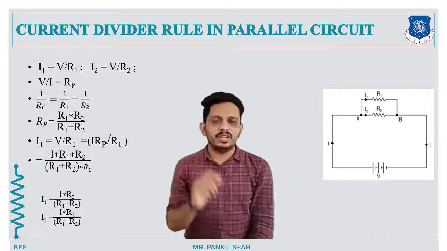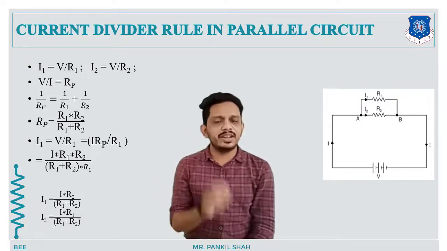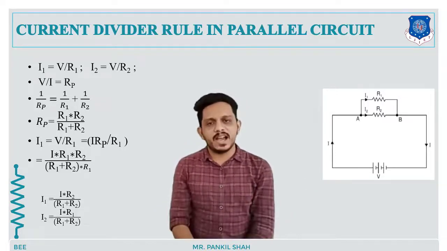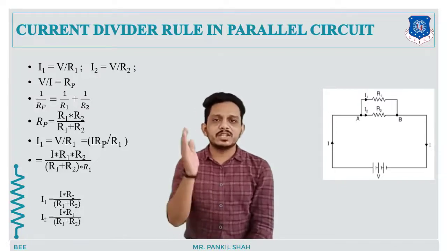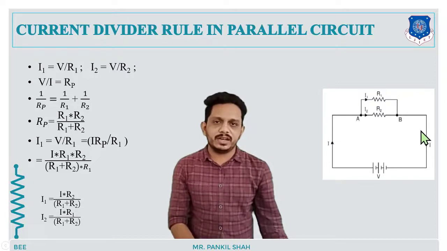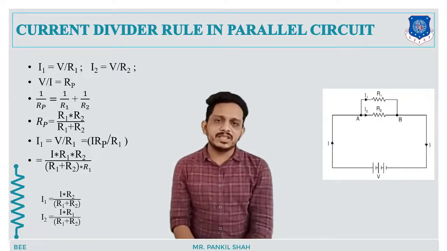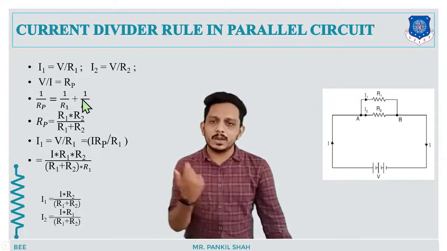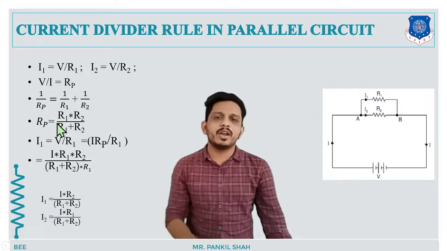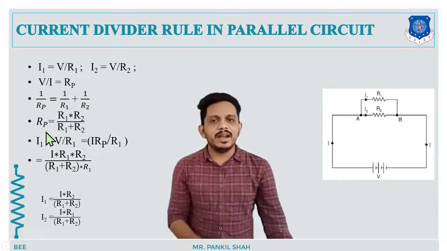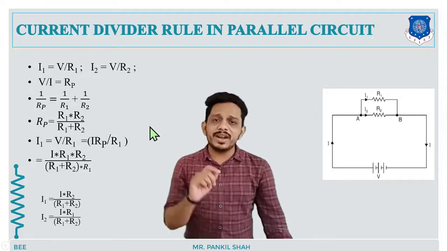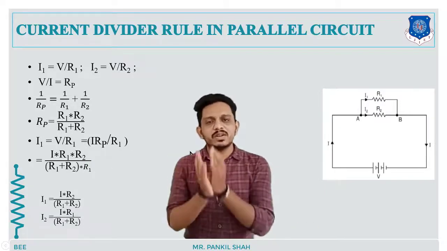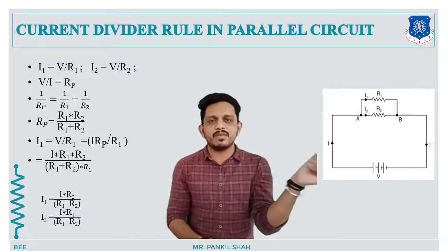Let's first define V. If you want to eliminate V from this first equation, then you have to find the value of V first. We know that V is equal to IR according to Ohm's law. So V is equal to I into R equivalent of this circuit. And we know that 1 upon R equivalent is equal to 1 upon R1 plus 1 upon R2. If we solve this R equivalent, or you can say RP, that is the parallel resistance, then it will be product by sum. Product will be R1 R2 and summation will be R1 plus R2. So you can directly put this RP in this equation. V is equal to I into R1 R2 upon R1 plus R2.